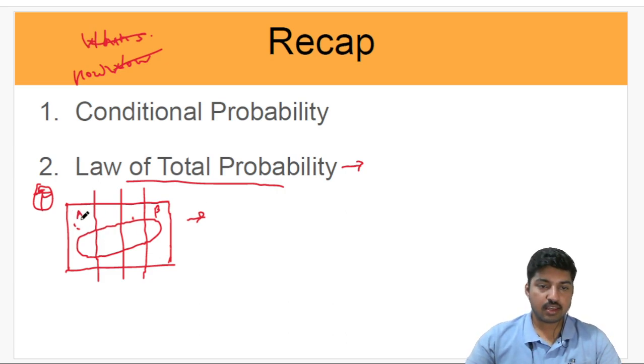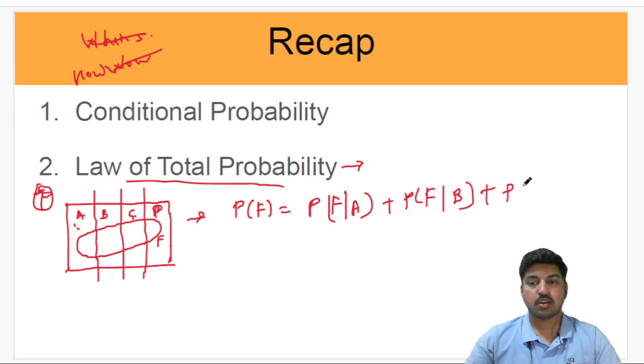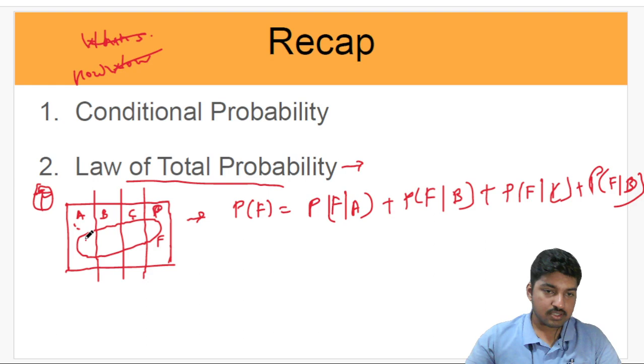Suppose these events are A, B, C, and D, and this is my event F. So the probability of F is given as the probability of F given A plus probability of F given B plus probability of F given C plus probability of F given D. Got my point? Because this is the event I am asking about.